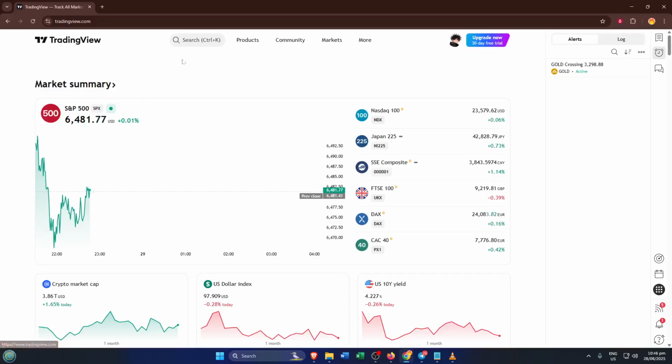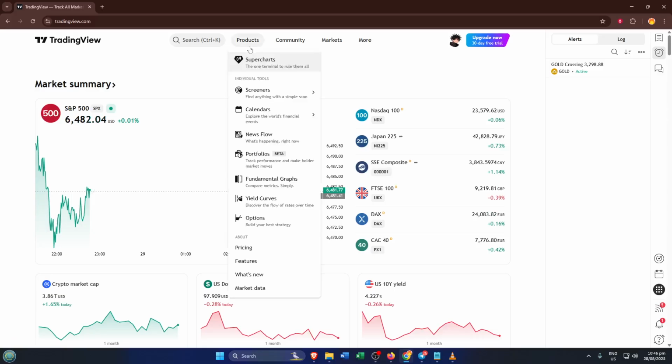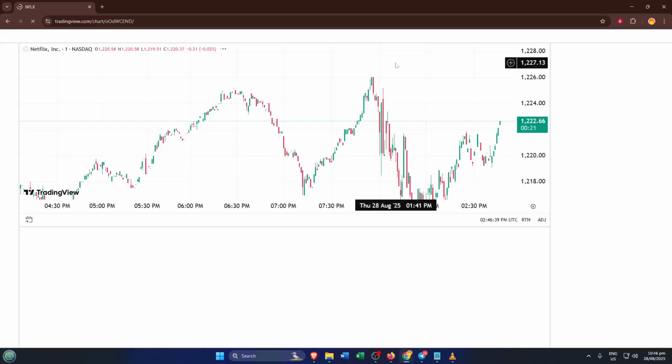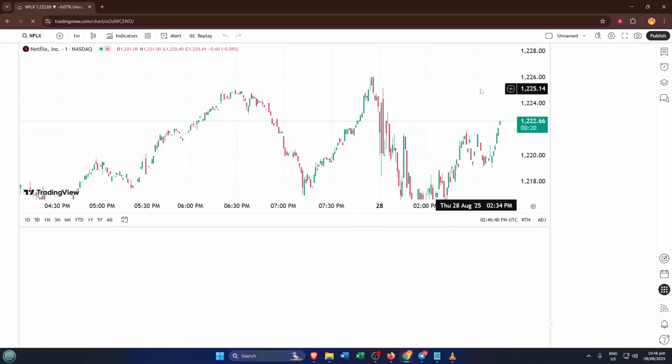Once you're logged in, look up to the top of the screen and you'll see a menu called Products. Give that a click. Don't worry if you're not sure where things are just yet. TradingView's menu system is pretty user-friendly, so you'll get the hang of it very quickly.